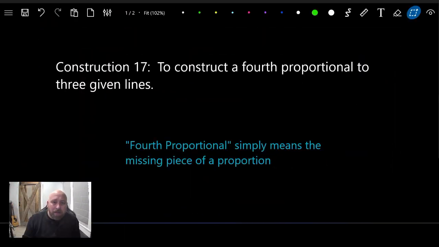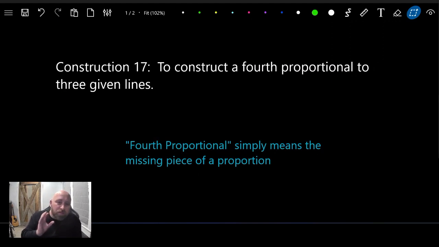Today we're going to be doing some constructions. Page number 224 in your book, 224. Actually, 223 is where we'll start. 223 is lesson 419, constructing a fourth proportional to three given lines. Whoa, that sounds challenging. Well, it's not too bad. Let's take a look at it.